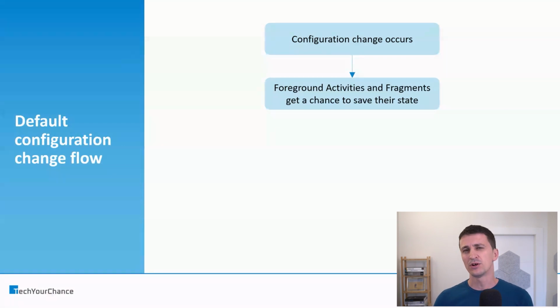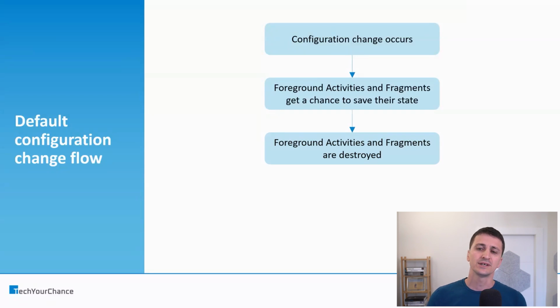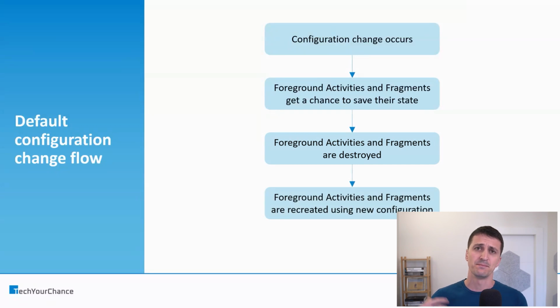And that's something that we're not going to cover in this webinar because it would take a little bit more time than I intend for you to spend here. But generally speaking, this means that we can, for example, use onSaveInstanceState callback method to save any state that we want to preserve over configuration changes. And then foreground activities and fragments are destroyed after they save their state. And then Android operating system recreates these activities and fragments and provides new configuration parameters to them when they are recreated. And of course, then they get the chance to restore the state that was saved before.